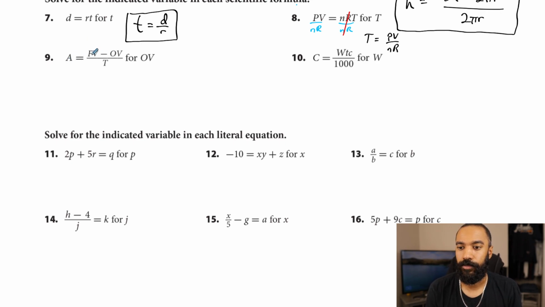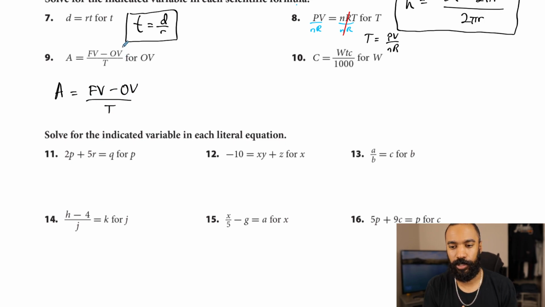Okay, so here we go. This one's a little bit different. Here, I'll have to write this again. This one's a little bit different because, well, it's not. But this time there aren't any numbers involved.